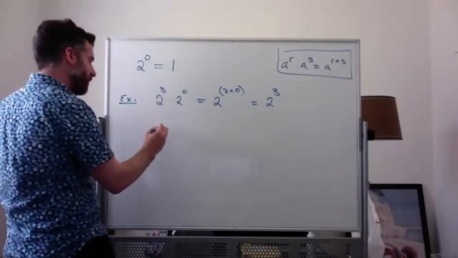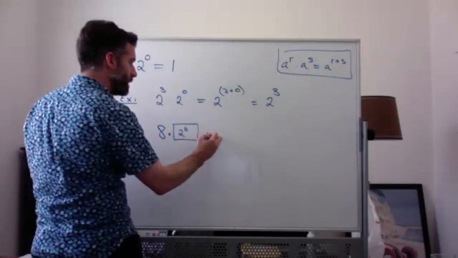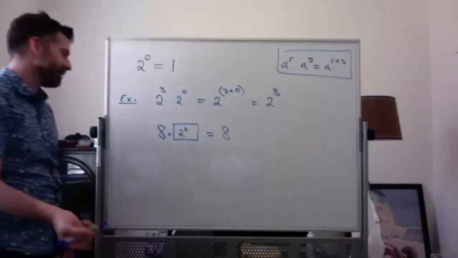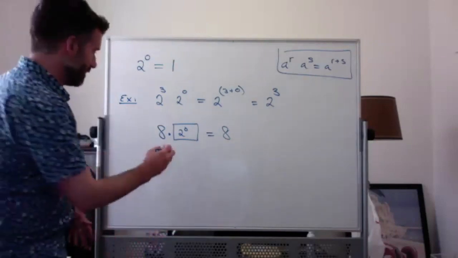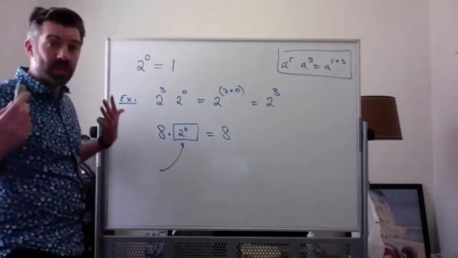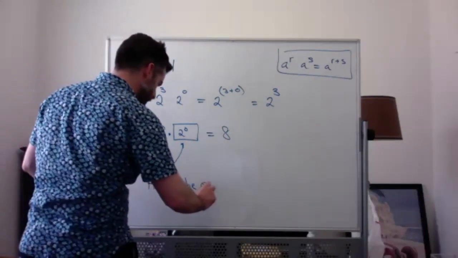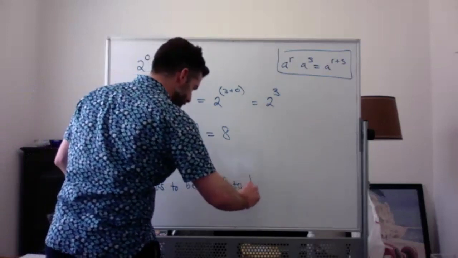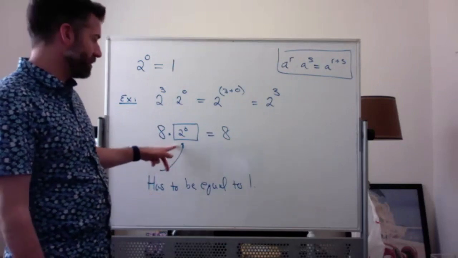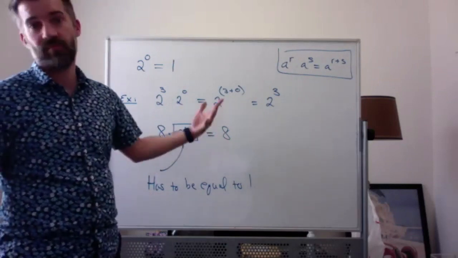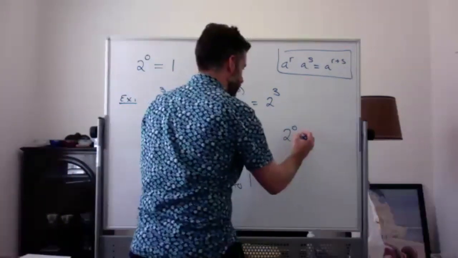Anyway, 2 to the 3rd is 8 times 2 to the 0 is equal to 8. 8 times a number is equal to 8. This number, the only option, this has to be equal to 1. There's no other choice, right? If you multiply 8 times something and get 8 back, you're done. It's got to be 1. So 2 to the 0 has to equal 1.